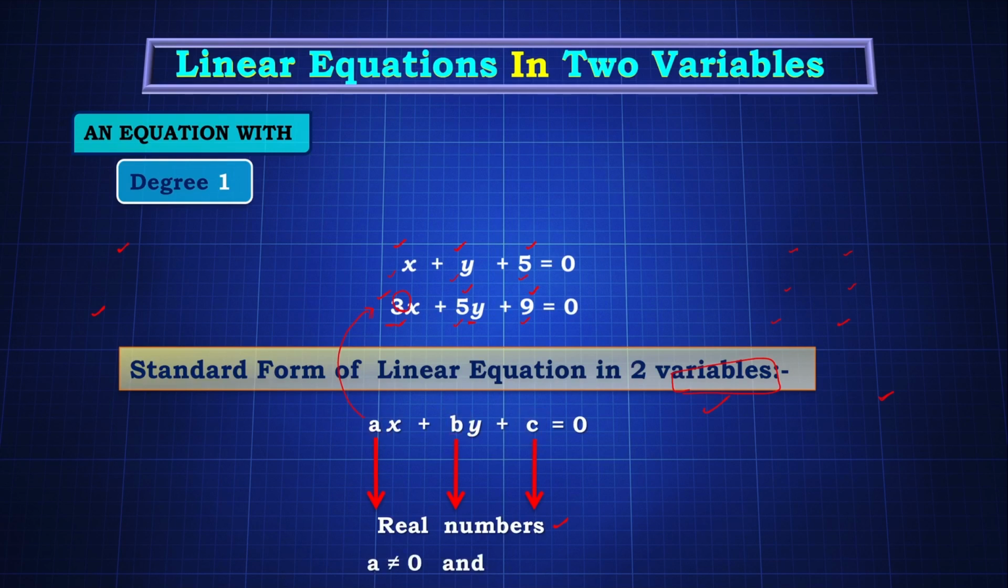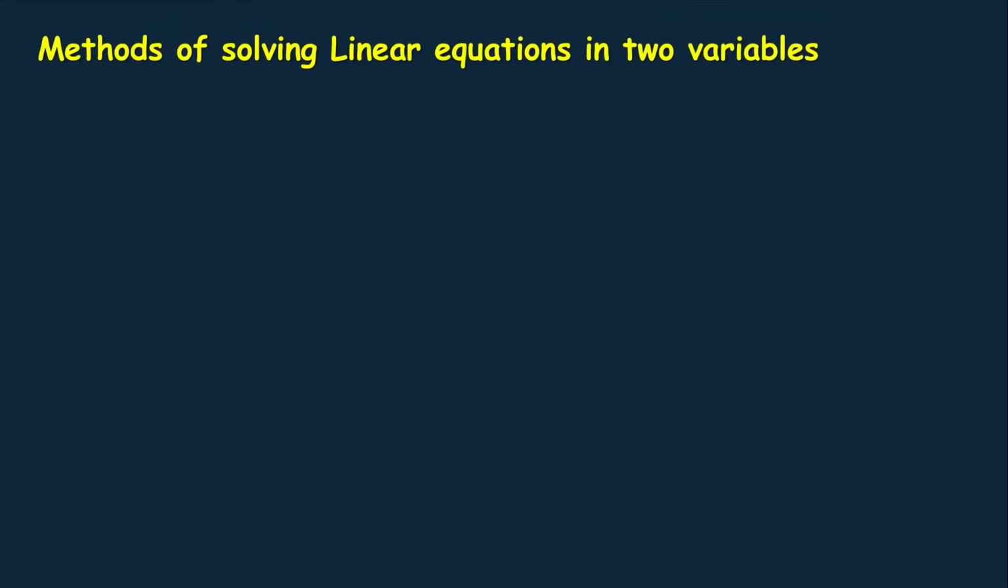a can't be equal to 0 and b can't be equal to 0. If they become equal to 0, it will not be an equation. There will be only a constant term left. So that is what you call a linear equation.